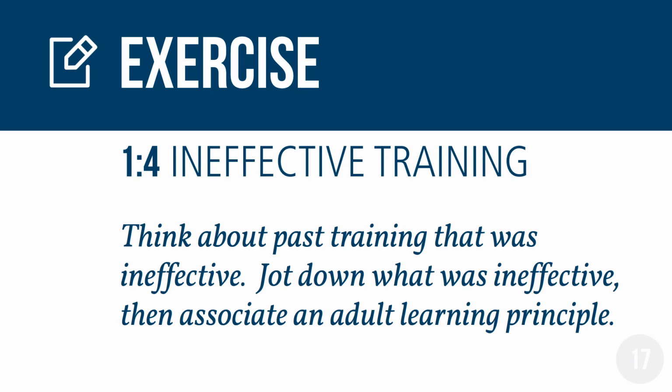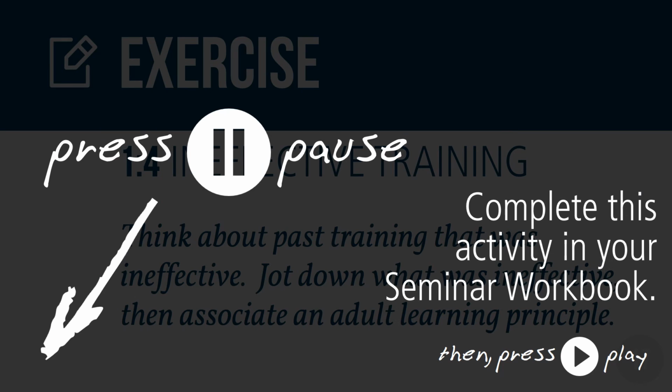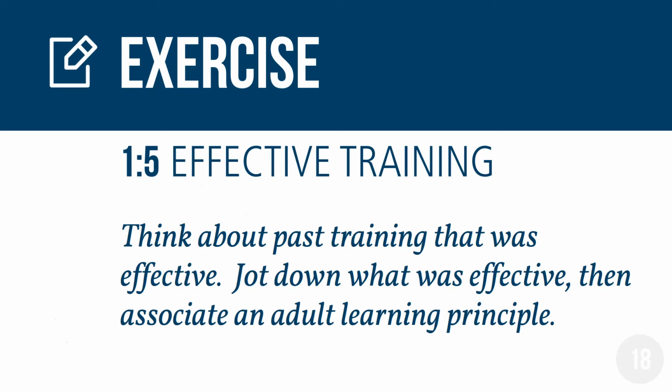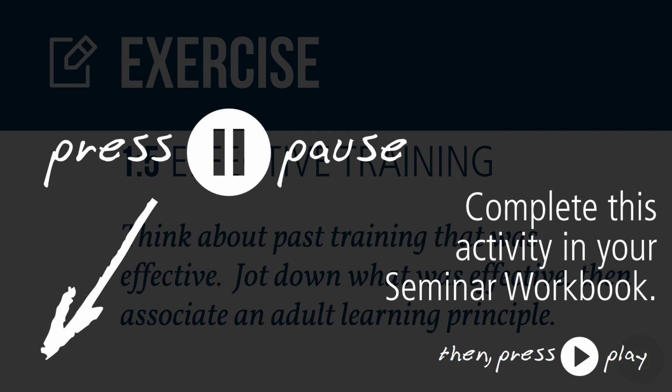Now let's complete an exercise. 1-4. Ineffective training. Think about past training that was ineffective. Jot down what was ineffective, then associate adult learning principles. Press pause now and complete this activity in your seminar workbook. When you are finished, press play to continue the seminar. Let's continue with another exercise. 1-5. Effective training. Think about past training that was effective. Jot down what was effective, then associate an adult learning principle. Press pause now to complete this activity in your seminar workbook. When you are finished, press play to continue your seminar.